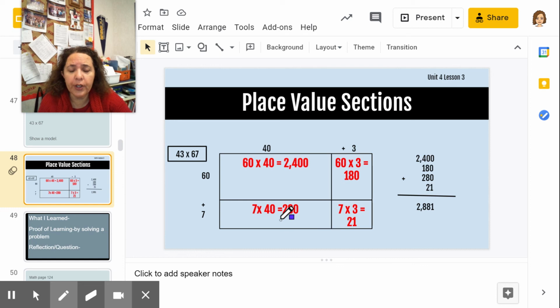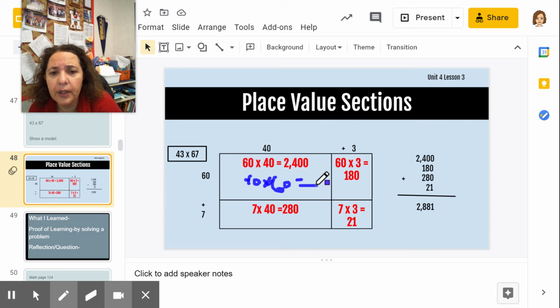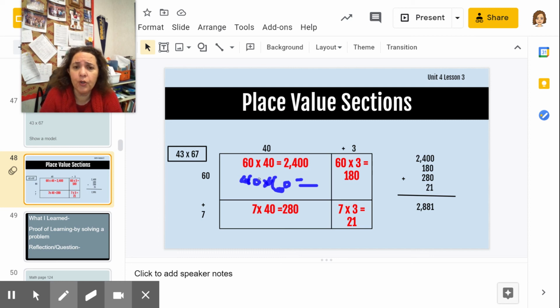7 times 40 or 40 times 7. Either way, it doesn't matter if you wrote these the other way. You still should get the same answer. Because 4 times 7 is 28, plus my 0 from my 40 makes it 280, and then 7 times 3 is 21. Because remember, the commutative property of multiplication tells me I can flip these, right? Even if I flip this into a 40 times 60, I'm still going to get 2,400. It's still the same thing. It doesn't matter if you flip-flop them.